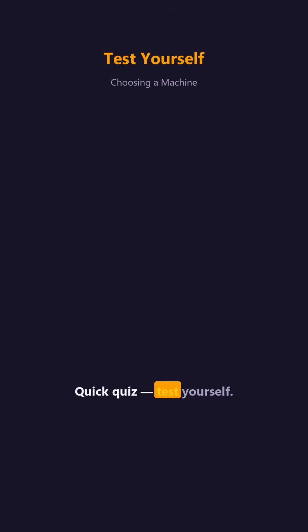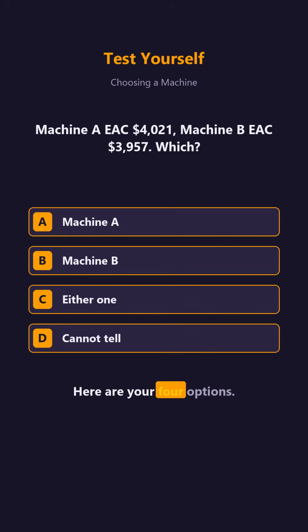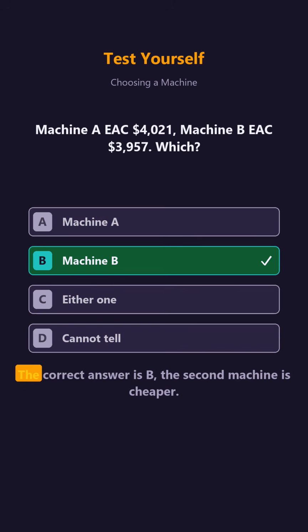Quick quiz, test yourself. Machine A has an equivalent annual cost of $4,021, and Machine B costs $3,957 per year, so which do you choose? Here are your 4 options. Pause the video and solve it now. The correct answer is B, the second machine is cheaper.